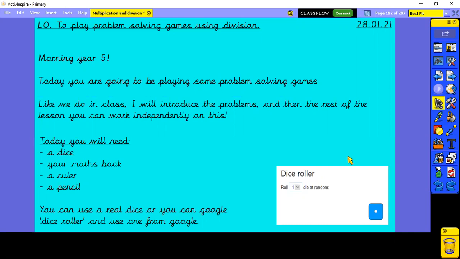Okay, so as I said, today you're going to be playing some problem-solving games. And like we do in class, I will introduce the problem or the game, and the rest of the lesson you can work independently on this. But first, you need a dice, your maths book, a ruler, and a pencil. I know some of you are working at home, so you might not have a dice. You can Google dice roller and use the Google one if you don't have a dice ready. So pause the video and get those things, and then we'll move on to our game.